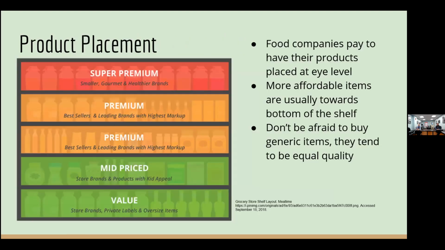Now, when you're in the supermarket, just like real estate, location, location, location, okay? Super premium stuff, these are your shelves. So you figure your shelf starts at the bottom and goes up to the top, sometimes there's 3, sometimes there's 4 or 5, depending. The super premium, the more high-priced gourmet items would be at eye level or just above eye level. Premium is kind of in the middle, and then mild price and value is on the bottom.